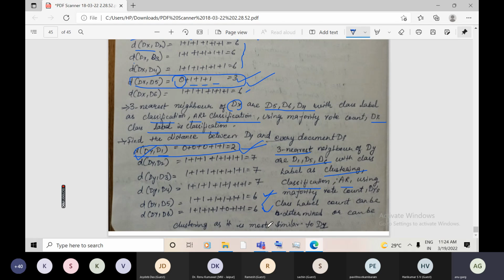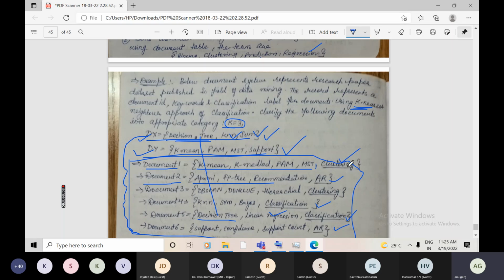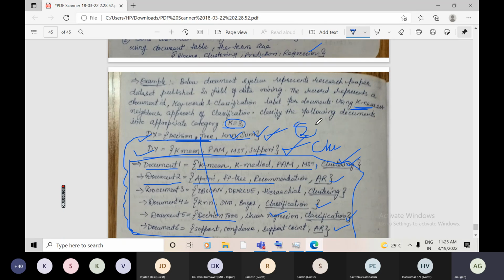That's why you can classify your dy under d1's label, that is clustering. So your dy you classified as clustering and dx as classification. Even if you analyze the terms present in dx, decision tree, knn and sum, these are methods of classification, right? And you classified dy as clustering, and the terms are also related to clustering only. Is this question clear?